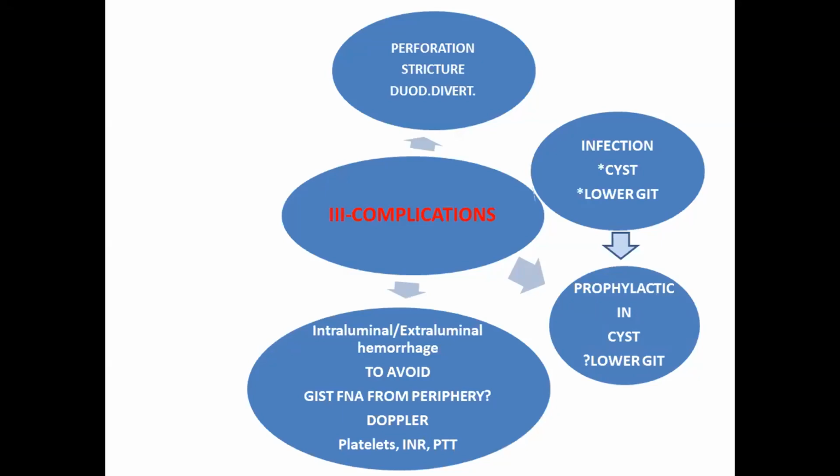One of the complications is hemorrhage inside the lesion, especially in gastrointestinal stromal tumors, because it is a rather vascular tumor, in contrast to leiomyoma, which is usually hypovascular, or neuroendocrine tumor. So try to sample the periphery of the lesion, and you should apply Doppler before starting sampling to choose an area with no marked vascularity, no significant vasculature inside. And of course, you should be sure that the platelets, INR and PTT are normal.